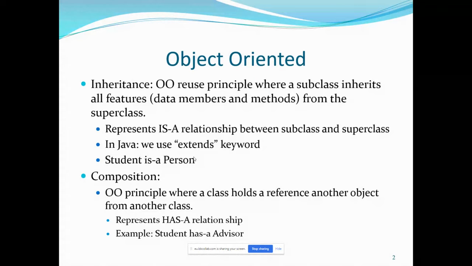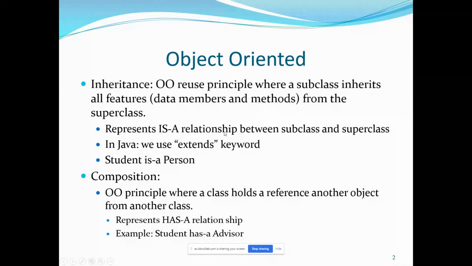On the other hand, composition is a principle where a class can hold a reference to another object of another class. And normally this is represented in a relationship called a has-a relationship. For example, a student has an advisor. So a student is not an advisor, however, a student has an advisor.